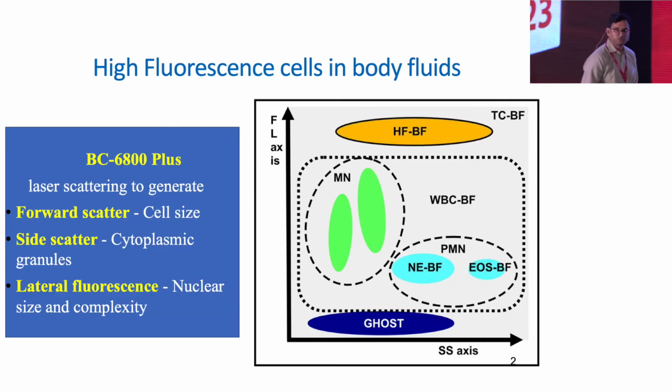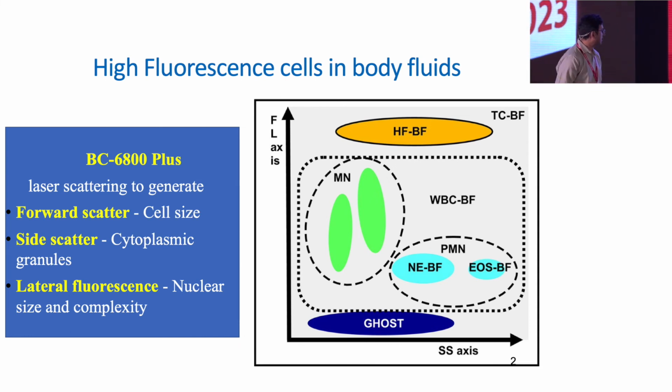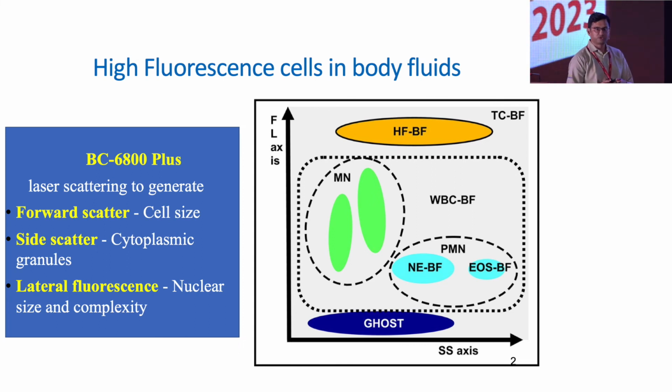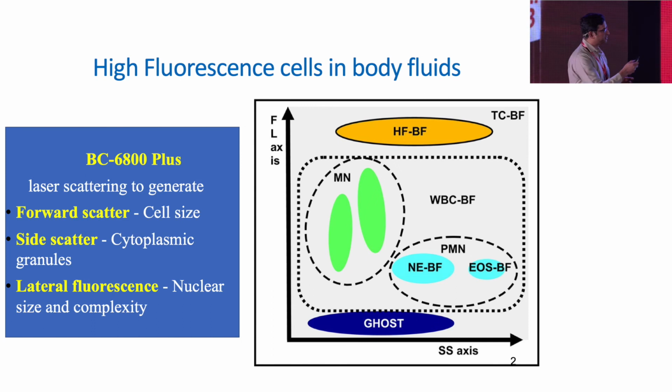So, in our institute, we have the BC 6800 Mindray hematology analyzer, which uses forward scatter, side scatter, as well as lateral fluorescence. As we know, forward scatter is proportional to cell size. The side scatter denotes the cytoplasmic granularity, and the lateral fluorescence is proportional to nucleus size. So in this image, we can see a window which is above the monocyte window, where the lateral fluorescence is high. This is the window of high fluorescence cells.